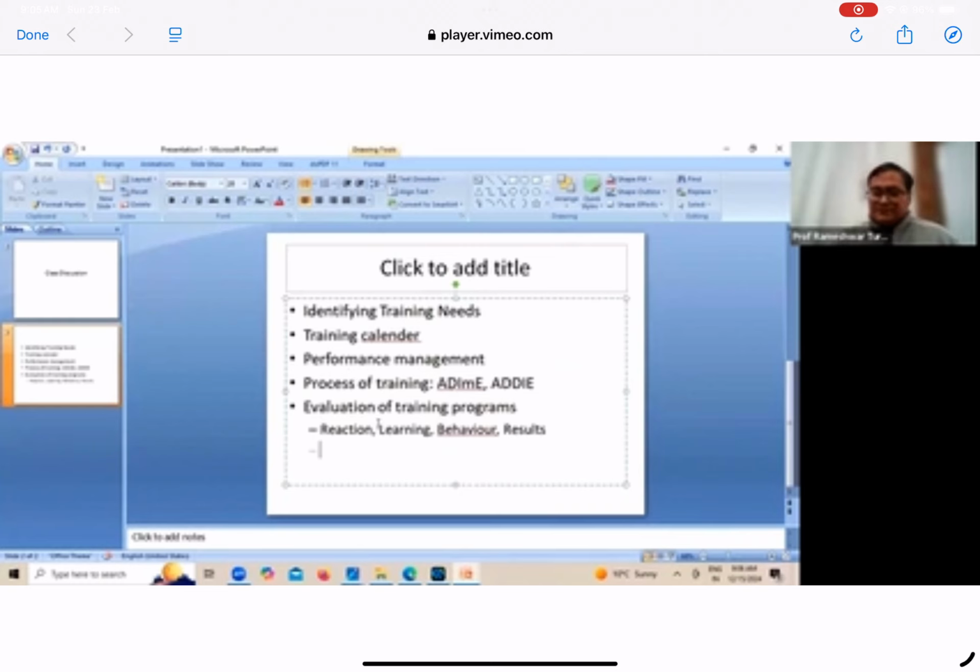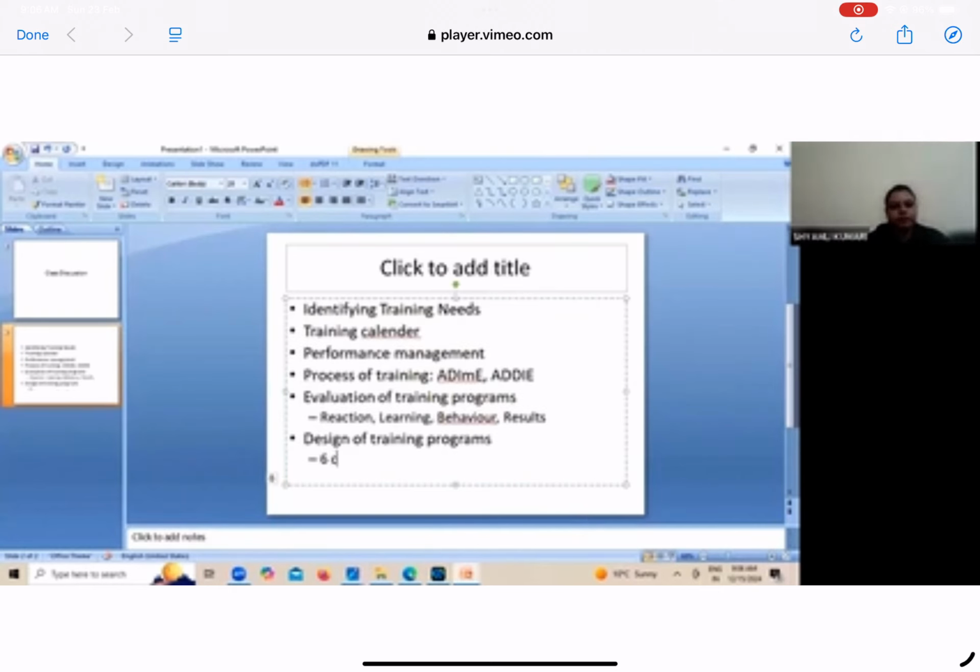So we have seen this. Also, we have seen in detail 2 stages: one is evaluation and another was design of training programs. I said that if we have to design it comprehensively, it should touch some aspects. How many? 6 components, sir. 6 components we should think of. Anything that you can recall?